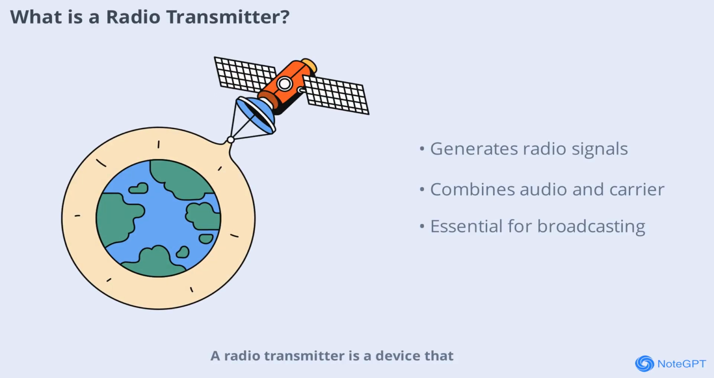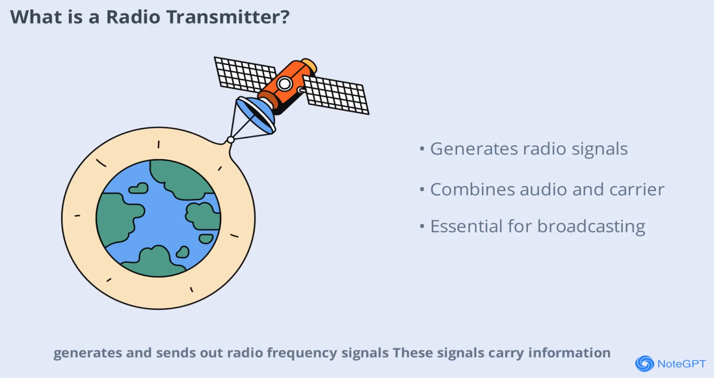A radio transmitter is a device that generates and sends out radio frequency signals. These signals carry information such as music or voice over the airwaves to be received by radios. The transmitter takes an audio signal, combines it with a radio frequency carrier, and amplifies it for broadcast. This process is fundamental to all wireless communication, from simple walkie-talkies to complex broadcasting stations.